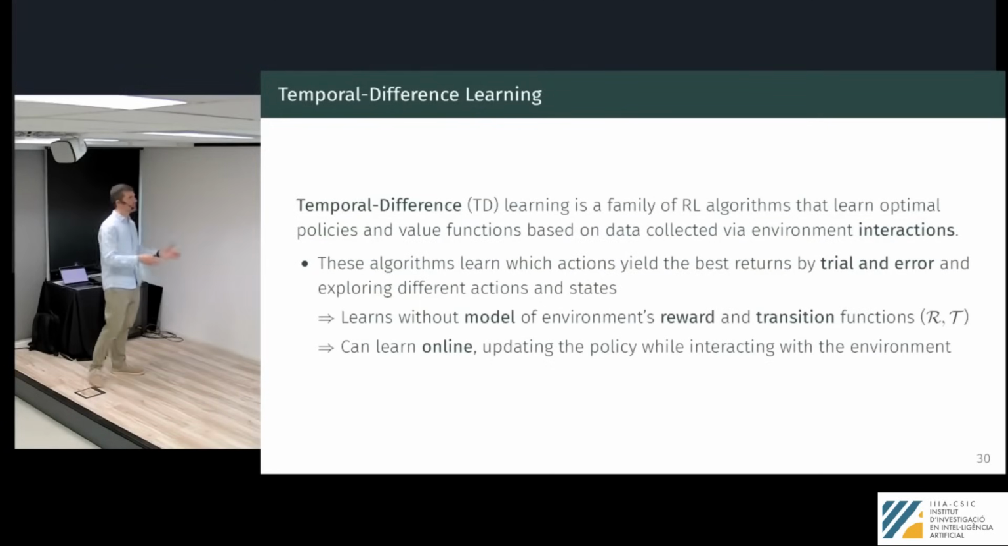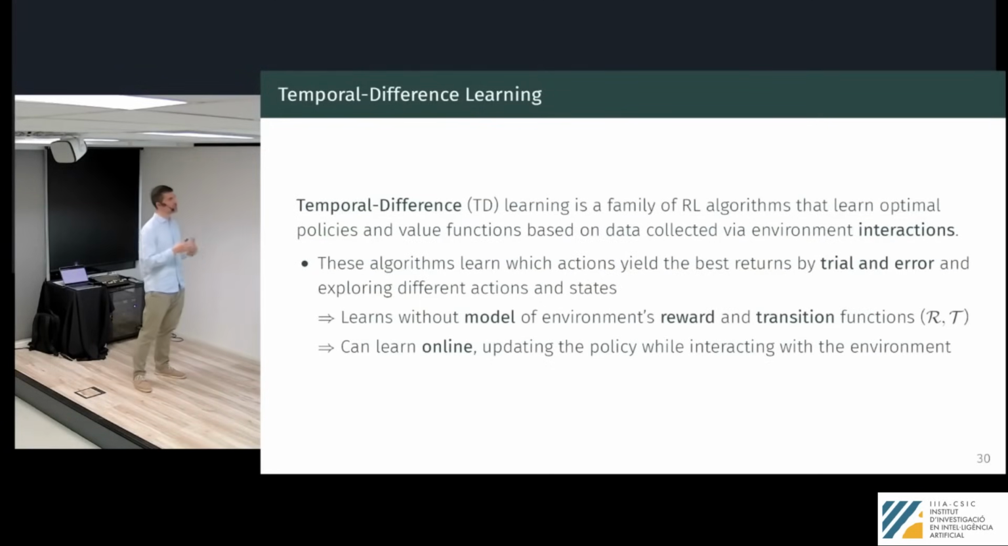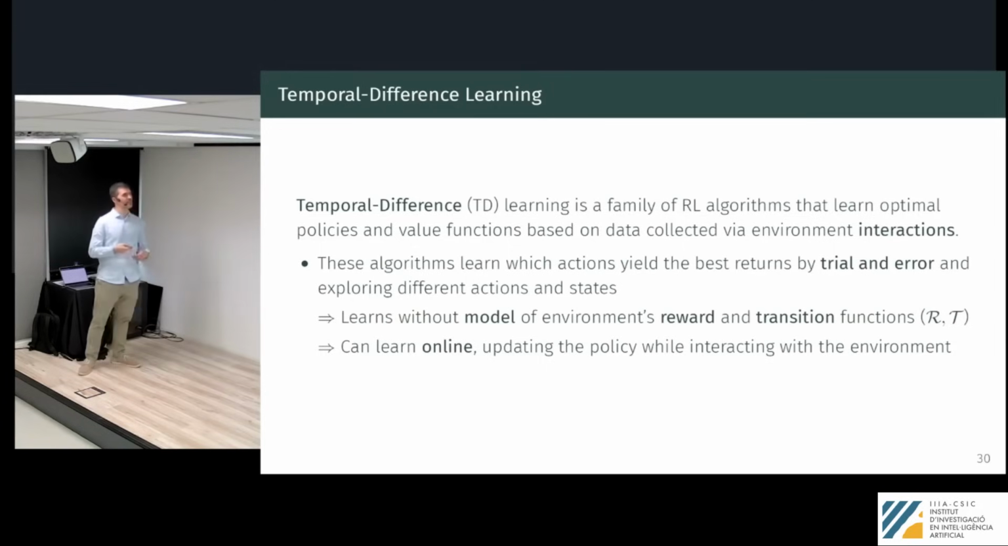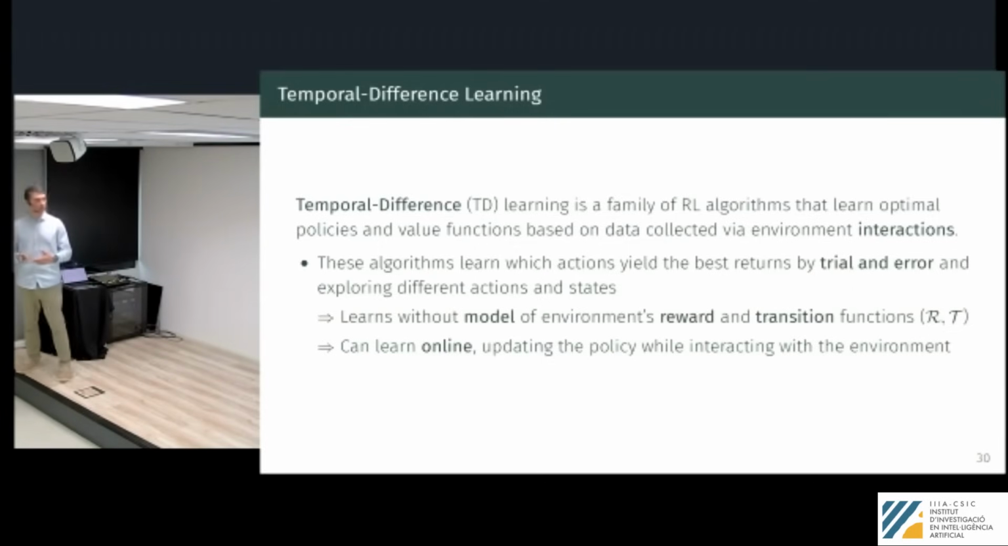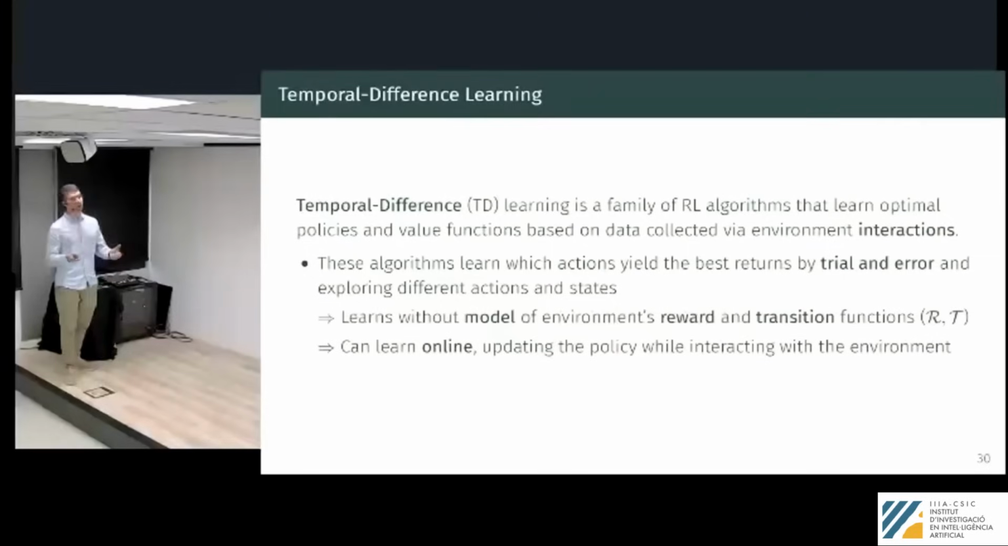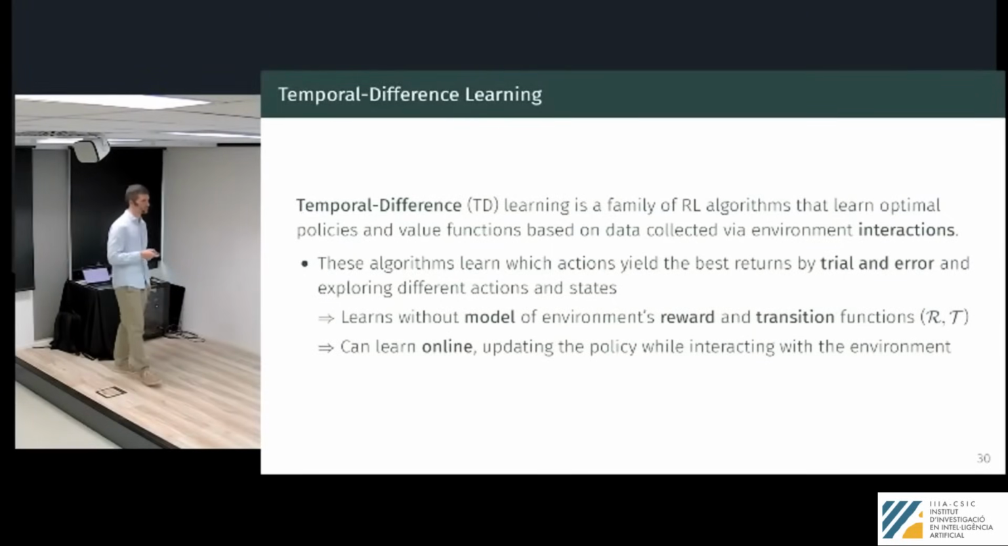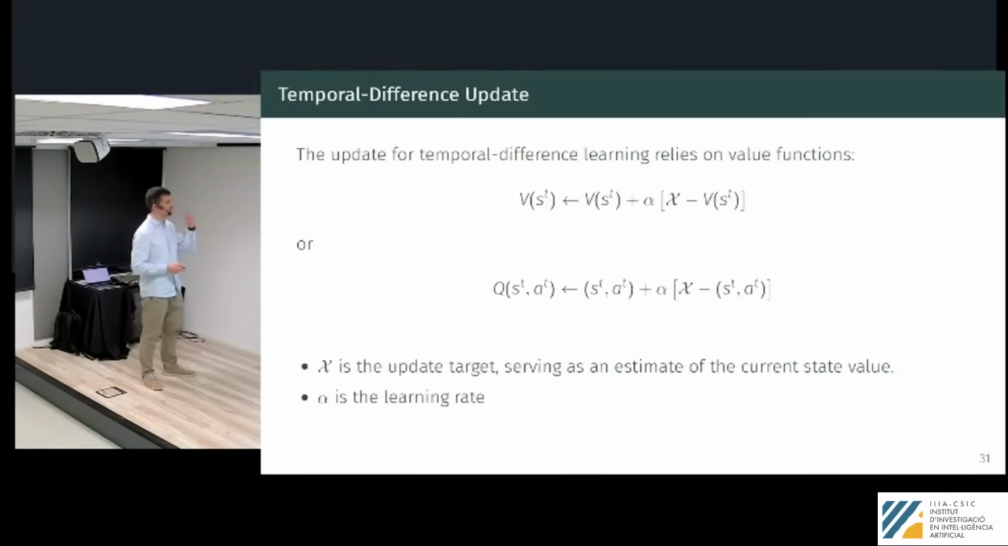Okay, TD learning, temporal difference learning, is a family of reinforcement learning algorithms that learn optimal policies and value functions based on data collected in the environment by trying out actions. So there's this trial and error effect. We try, we see what's happening, sometimes good, sometimes not so good. And the important thing about temporal difference learning is that we do not assume that we know these elements. We do not know the full MDP. Instead, we just try out actions and we get to see the outcomes. So it's more practical in a sense, right?